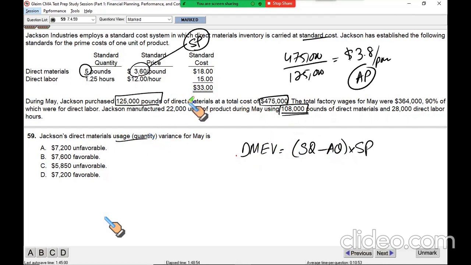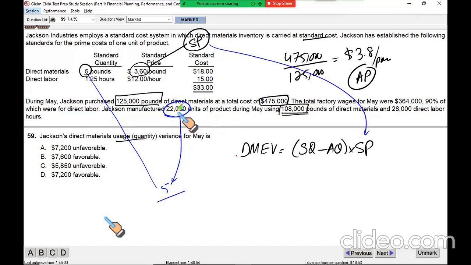We got the standard price right here. We got the standard quantity right here. Each unit should use 5 kg or 5 pounds of material. How many units did you produce? You produced 22,000 units. Look at this. Jackson manufactured 22,000 units. As per the standard, we should use 5 pounds of material. So 22,000 units should consume 22 multiplied by 5. That is 110,000. So you should consume 110,000 pounds of material.